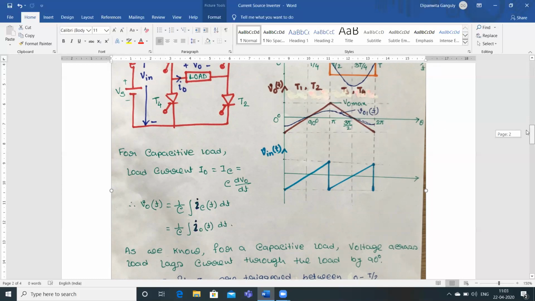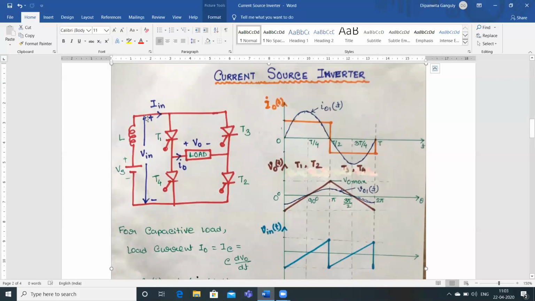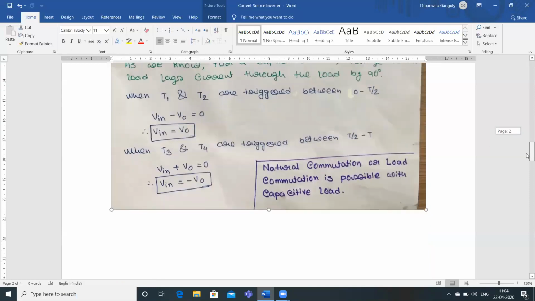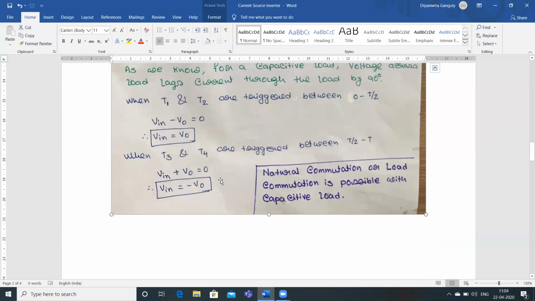And in the next half of the cycle, T3 and T4 are on. So when T3 and T4 are on, the input current will flow through T3, through the load, in this direction. So the current direction is now reverse or opposite. As the current is opposite, we are moving from the voltage's negative terminal to the positive terminal. So minus plus V in, and here we are going through this, so plus V0. So we are getting V in plus V0 equal to 0. Therefore V in is equal to minus V0.